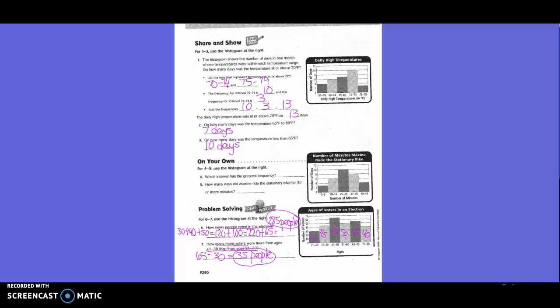So like I said, for today's lesson, basically they already have the histogram set up for you, and you guys are using them to help you find answers. So you're taking your information from it. You don't have to set up the histogram today. You just have to use it to help you figure out some information. Okay?